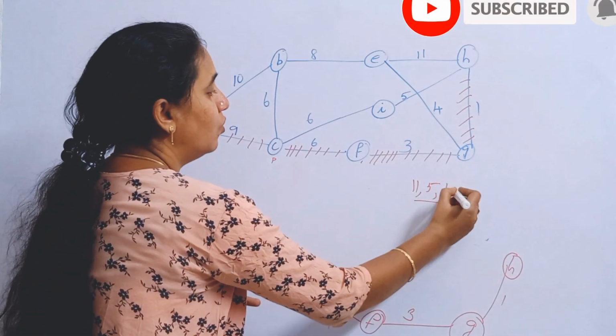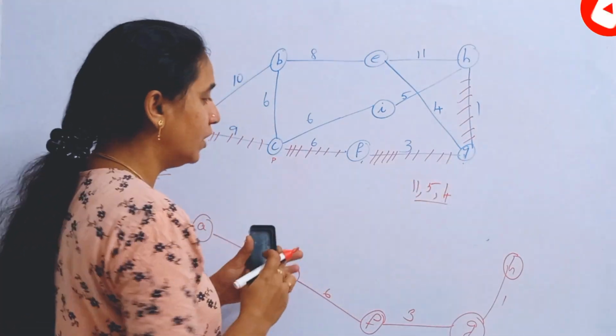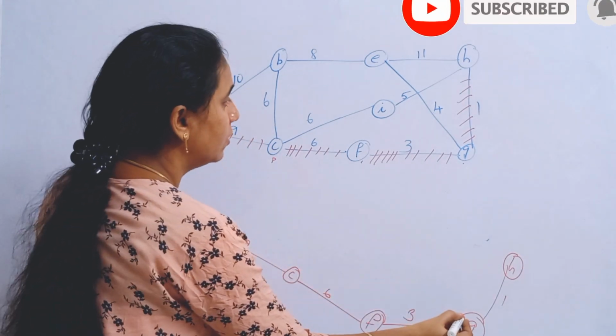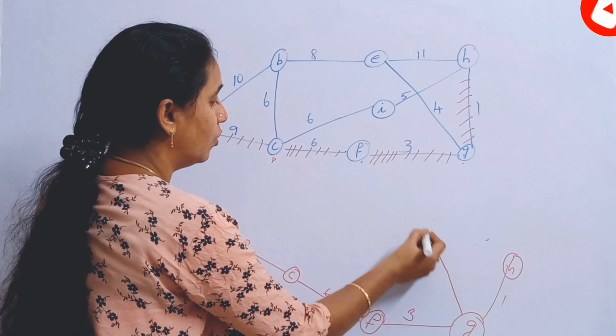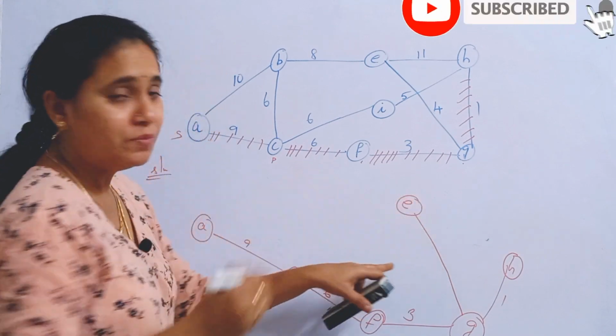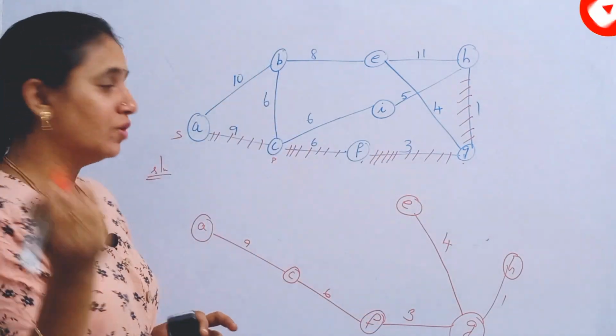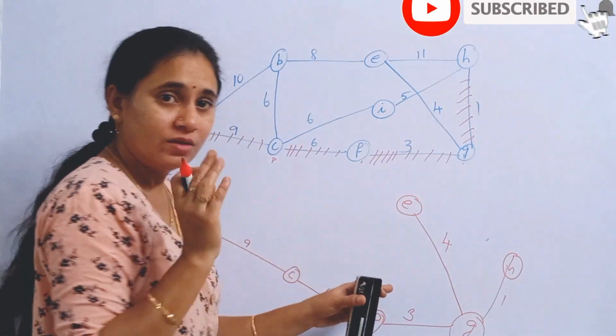4. So 4 is corresponding to G. Okay. So from G, I am drawing to E. Okay friends, are you all clear? Is it clear for you?